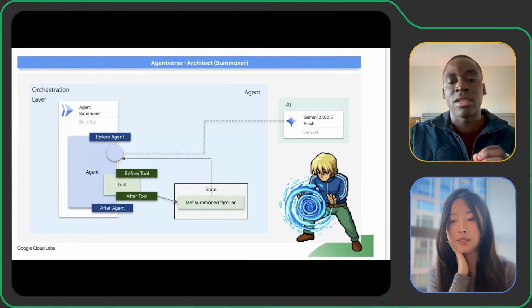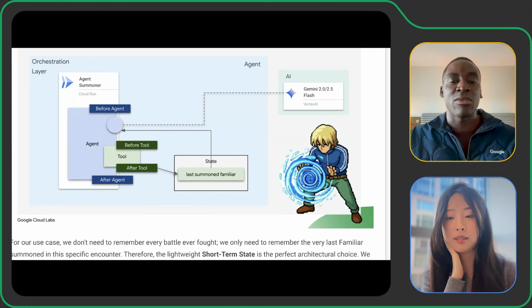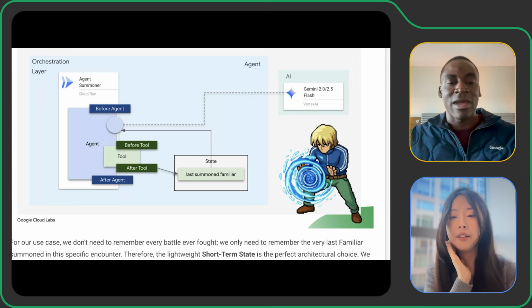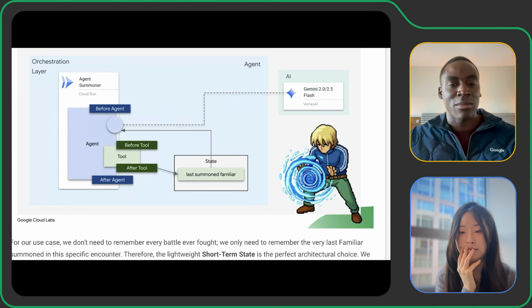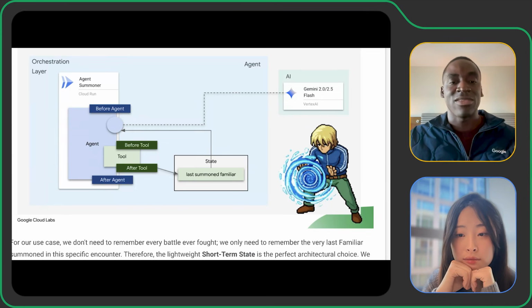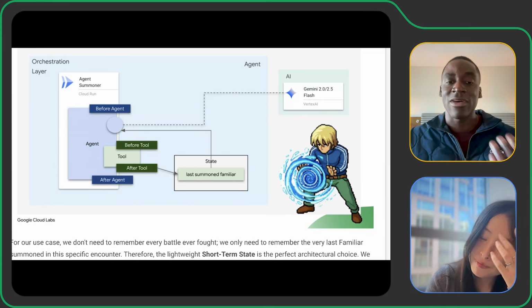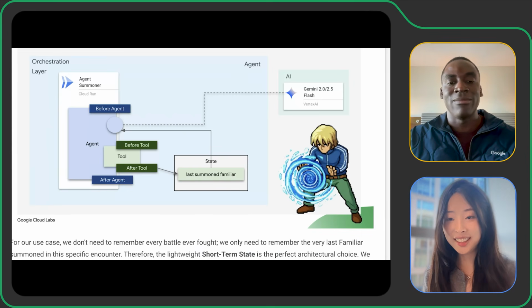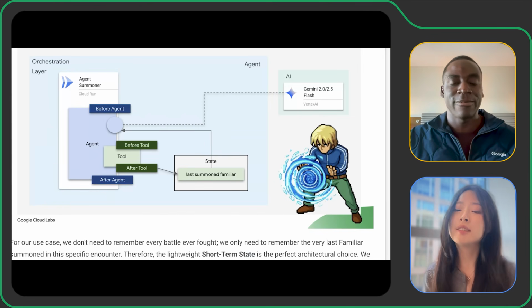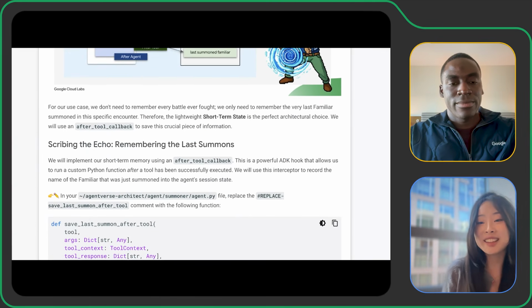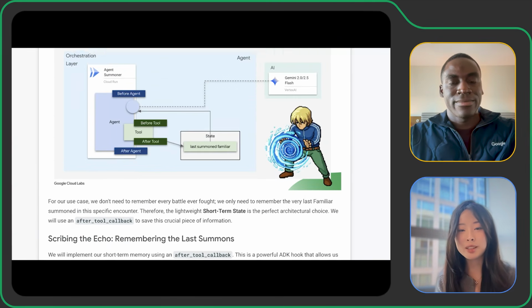Whenever a tool gets called, we're going to remember the last familiar that was summoned. Remember, our summoner is summoning different familiars, earth, water, and fire, to fight these different monsters. Before we call a monster, we want to save the state of what was last called, whether it was fire or water. To do so, we're going to call the after tool callback to interact with our state and add new values to state. Sure. Let's see how we are able to save that state and put it in a specific callback.